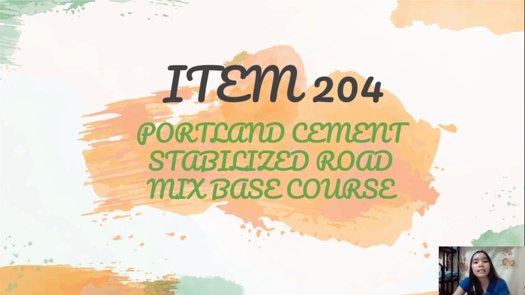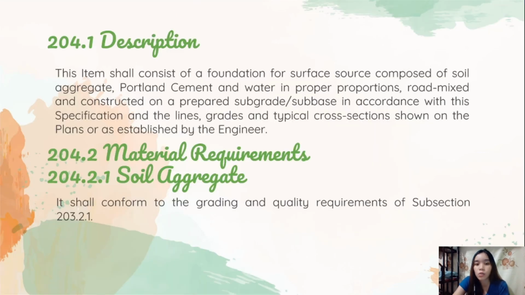So, last item is item 204, which is about Portland cement stabilized road mix base course. So the description is this item shall consist of a foundation or surface course composed of soil aggregate, Portland cement, and water in proper proportions, road mix, and constructed on a prepared subgrade or subbase in accordance with this specification, and the lines and the grades and typical cross-sections shown on the plans or established by the engineer.